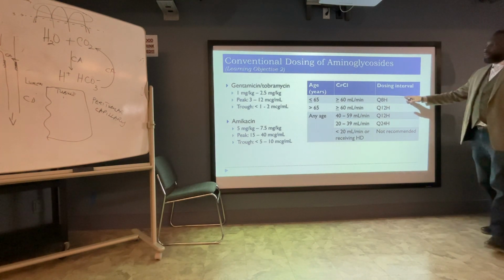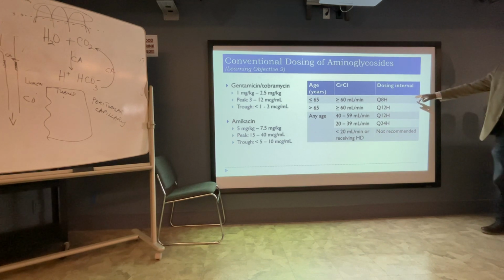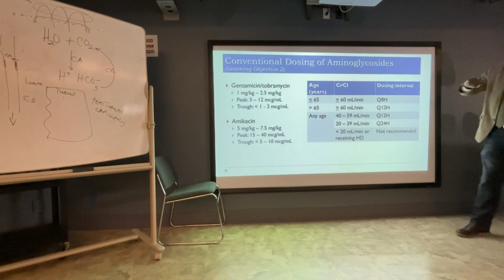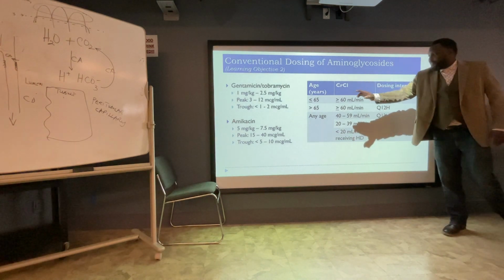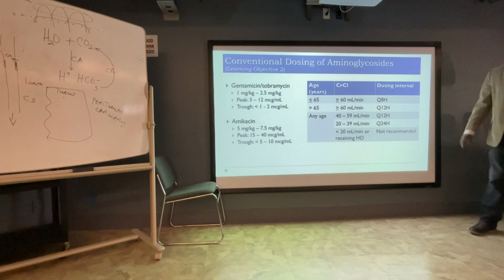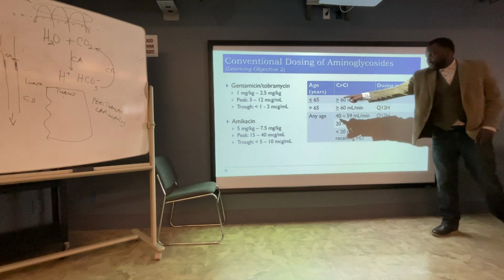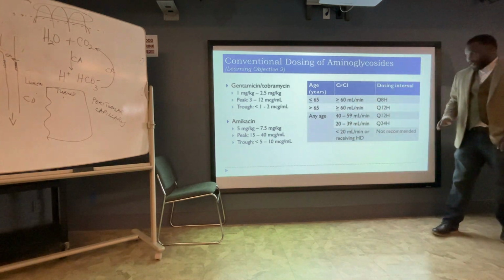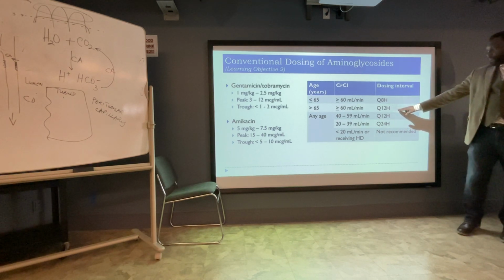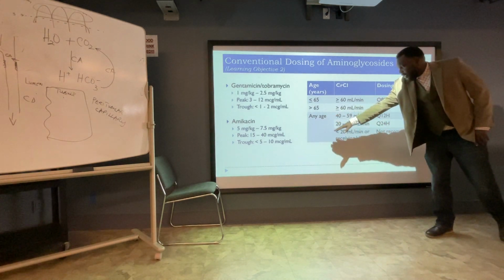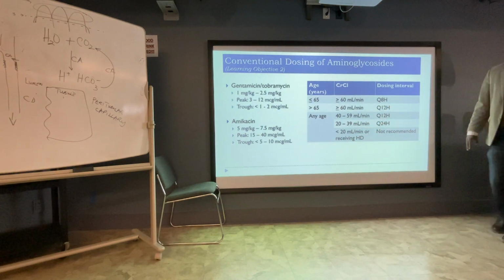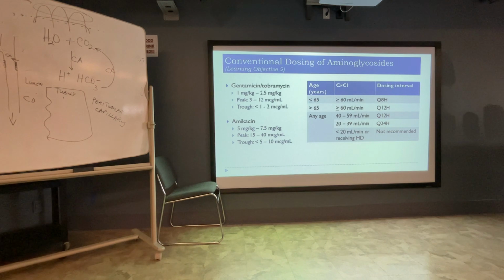Same way for the interval, it'll be based on their age and renal function. If someone is less than 65, as long as their renal function is greater than 60, we can give it every 8 hours. If they're over 65, as long as their renal function is greater than 60, we want to change that to every 12 hours. And at any age, if there's a decline in renal function, we're going to give it less often.